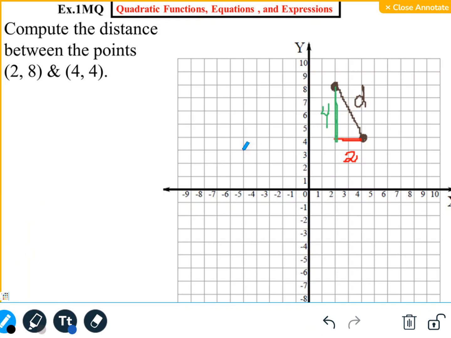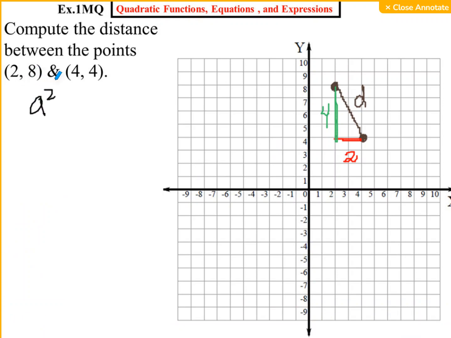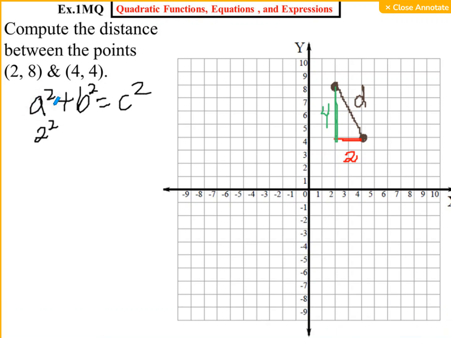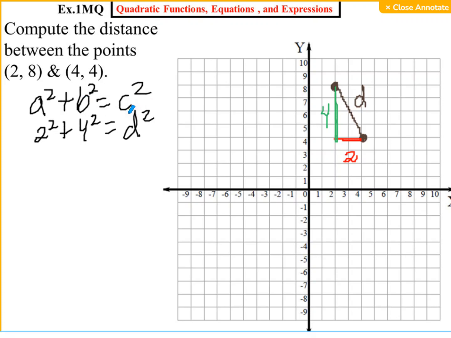And of course, what do we use to find the distance between the 2 points? The Pythagorean theorem. We got a squared plus b squared equals c squared. All right, help me out with this one, please. Diego Rosas, what do I write? Yes, 2 squared plus 4 squared equals d squared. Okay.